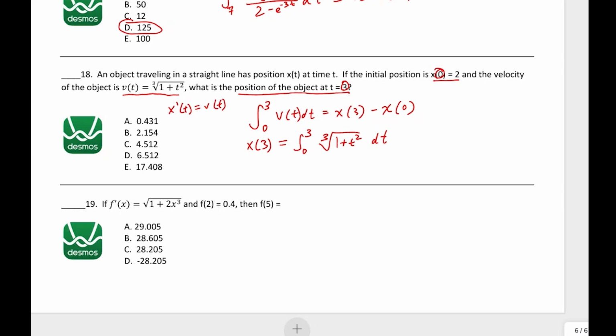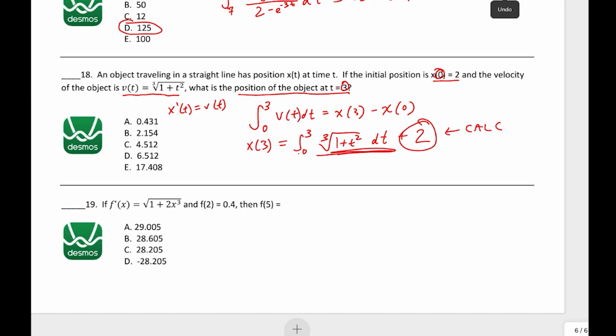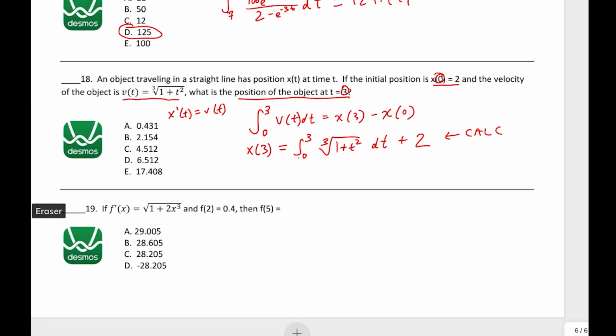And then we need to add the initial position, which is 2. So this is what we're going to put in the calculator here. We have the initial position plus the net change, and that's going to give us our final position at time 3.